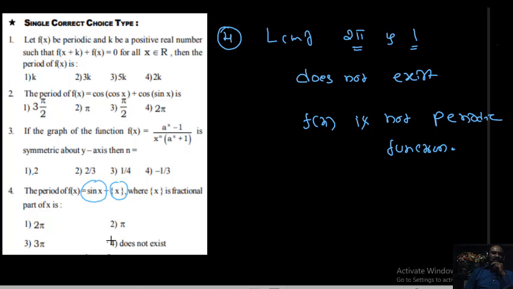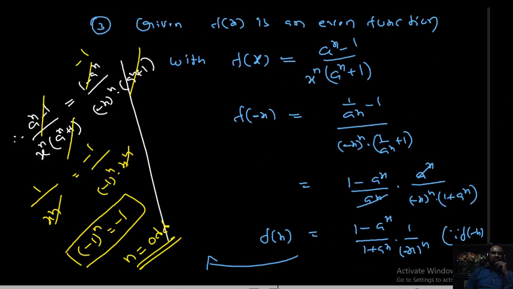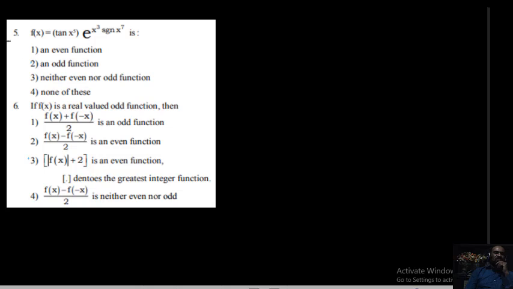Okay, so I can say the fourth is the correct one. Okay, students, next problem, an interesting problem. f of x is equal to e power x cube into signum function, sgn of x power 7. What type of function is it? Even or odd?